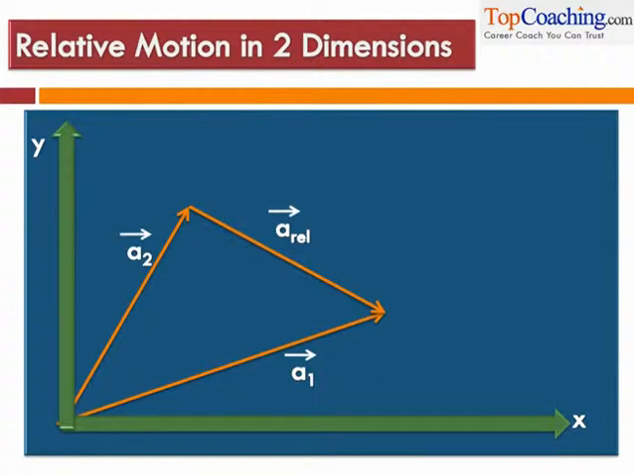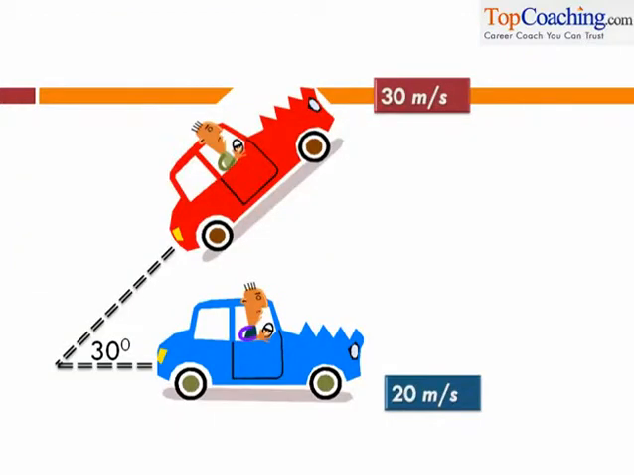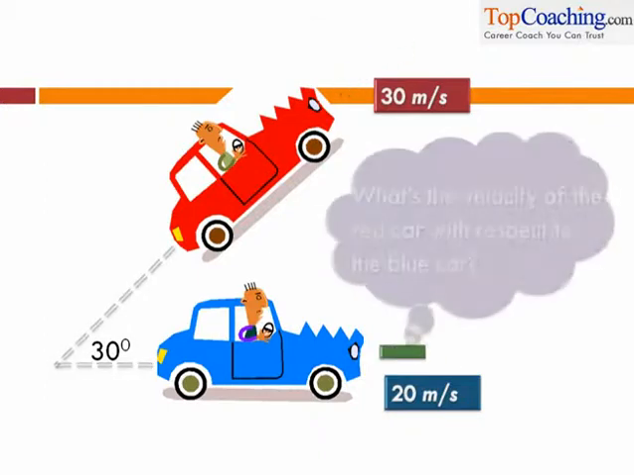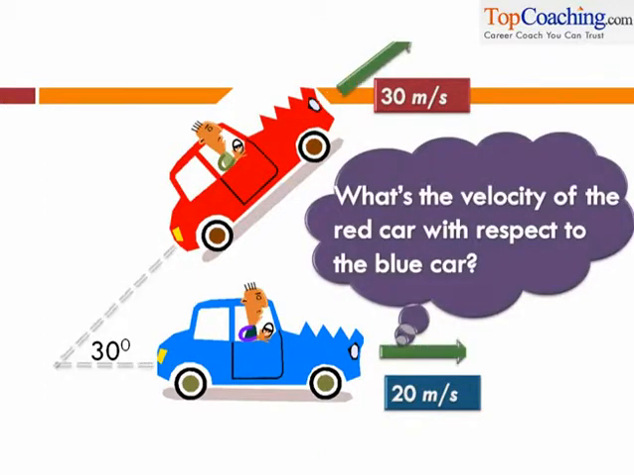Now all this might seem complicated, like you might say all this is fine vectorially, but how are we going to use these facts in solving problems? Or how are we going to use these facts in understanding real life situations? Well, this is a more realistic example. The blue car is traveling with a velocity of 20 meters per second along the x-axis. The red car is traveling at an angle 30 degrees with respect to the x-axis at a velocity 30 meters per second. What is the velocity of the red car with respect to the blue car?